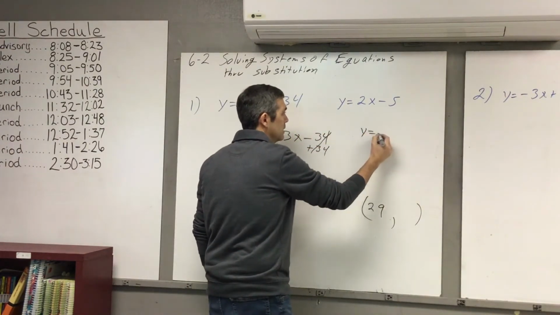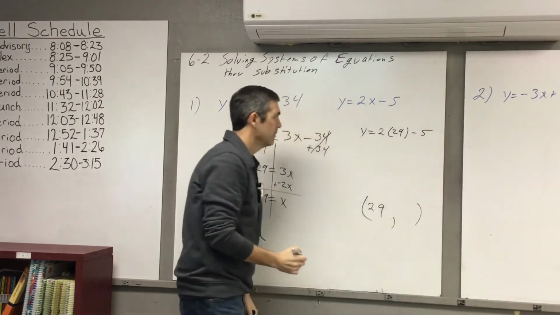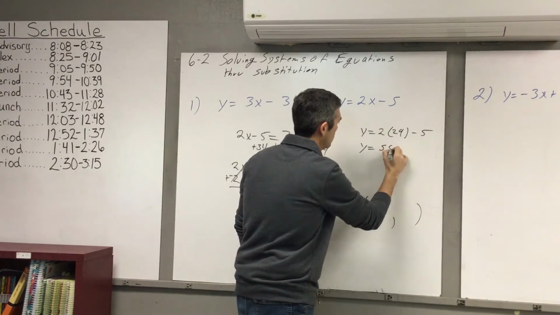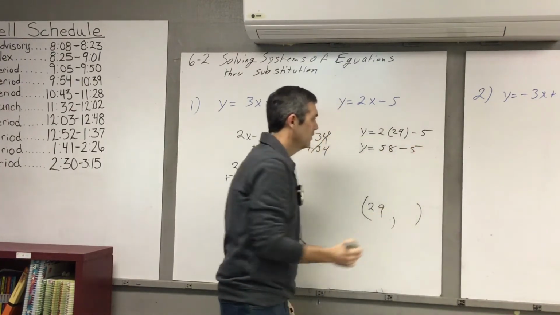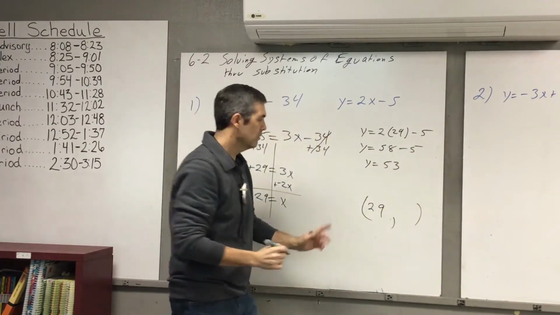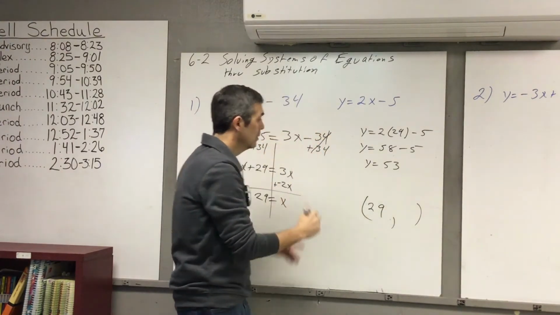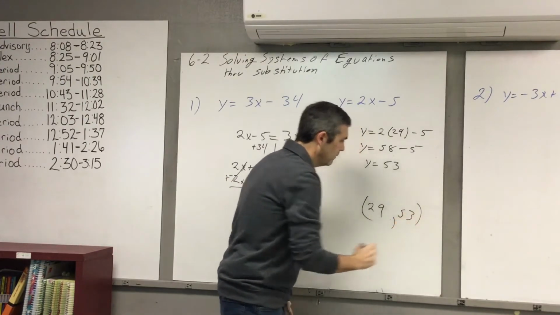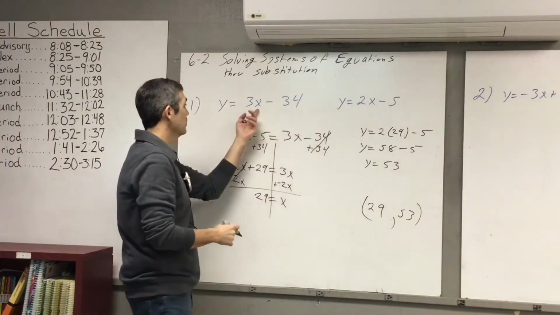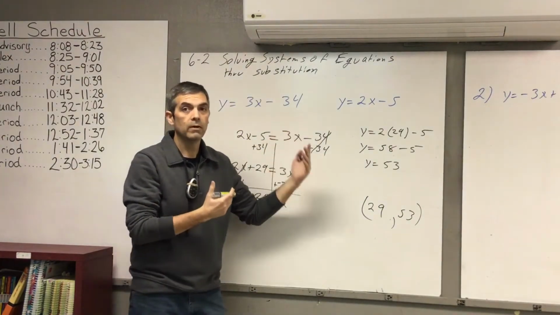So y equals 2 times 29 minus 5. Okay? Well, y equals 58 minus 5, and 58 minus 5 is y equals 53. So now, my ordered pair where these two lines cross and they're both true is (29, 53). And if you really want to check these, take these, substitute them into both the x and the y, and make sure they're both true statements. If they're both true statements, you've got a good solution.